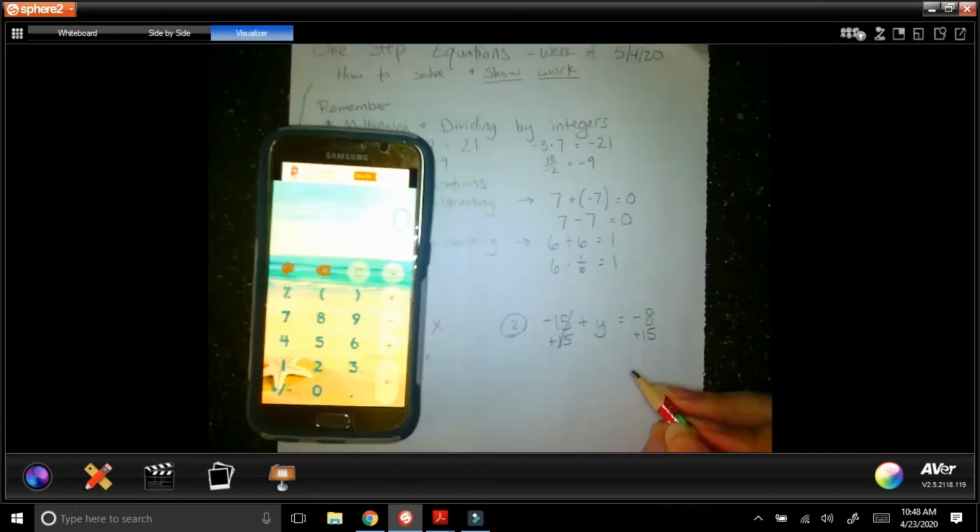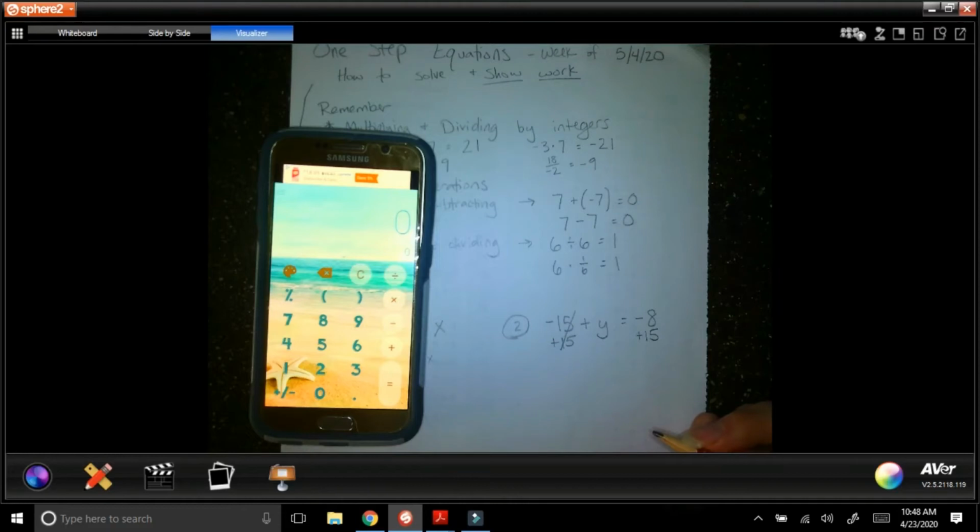Let me see if I turn this light on, if that will be, there we go. If I turn the light back on, you can see that a little better.